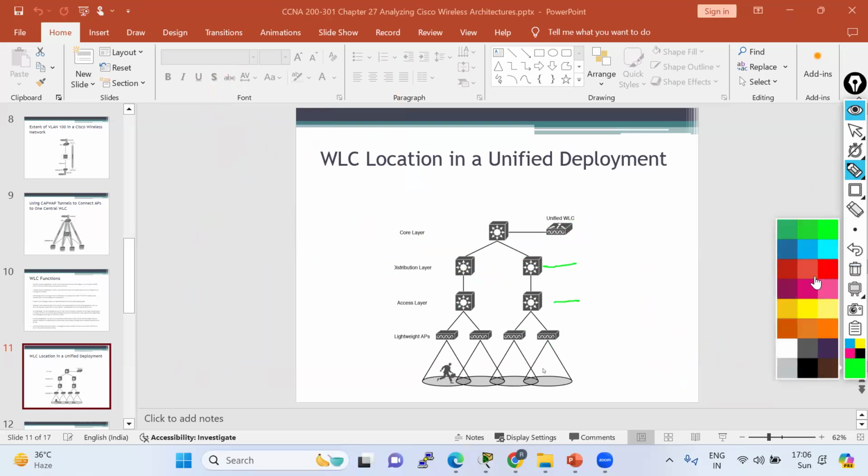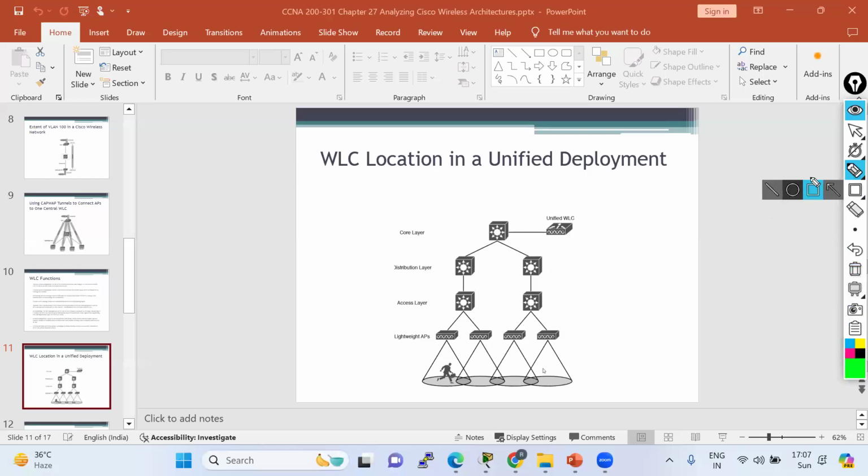layer, or the collapsed core, where we don't require the distribution layer. We just have the core layer and the access layer, or the distribution layer and core layer are going to be collapsed together. So that scenario is also available. In that case, my CAPWAP tunnel is going to be formed over the switching environment to the WLC. So this is how it is going to happen.